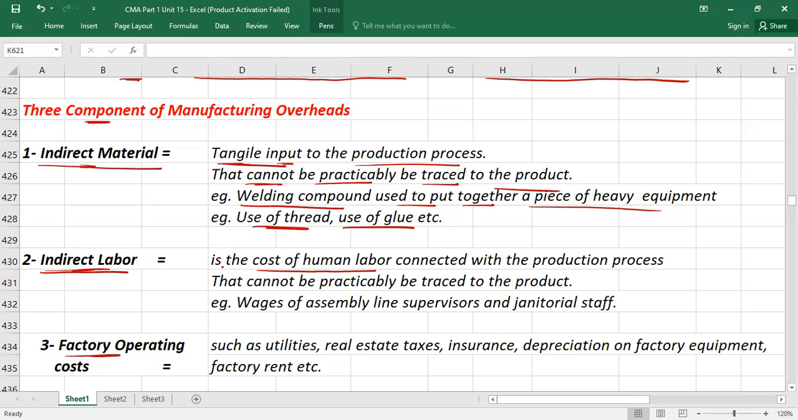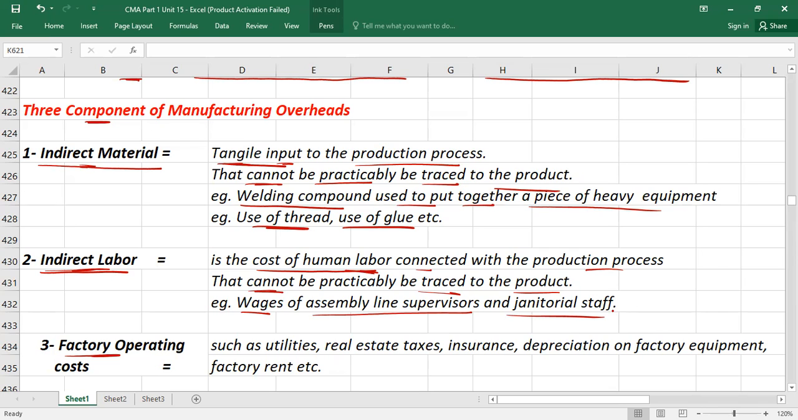Indirect labor. So what is it? Indirect labor is the cost of human labor connected with the production process, but that cannot be traced to the product. Understood? For example, wages of assembly line supervisors or janitorial staff. But those people who are working directly on the product, so that is called what?